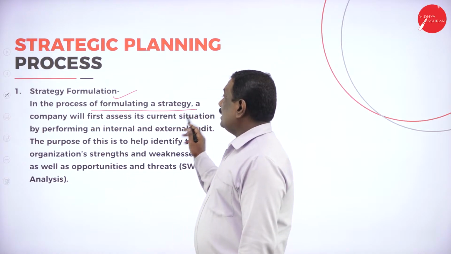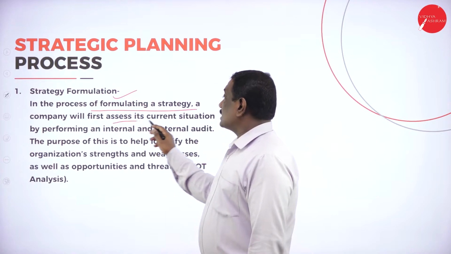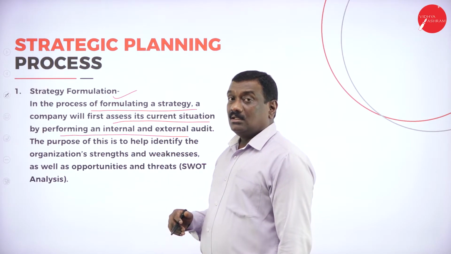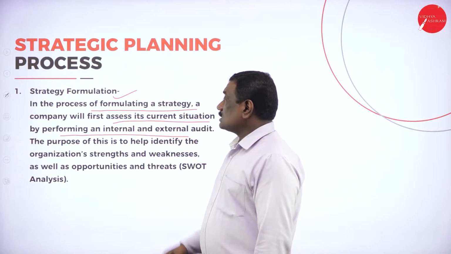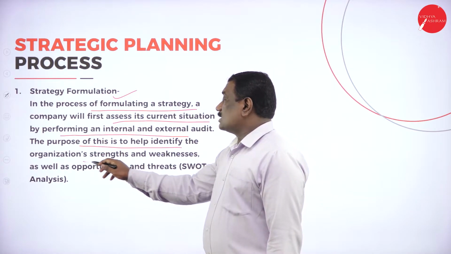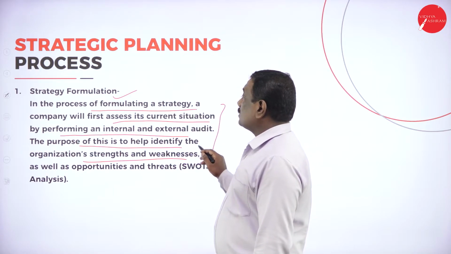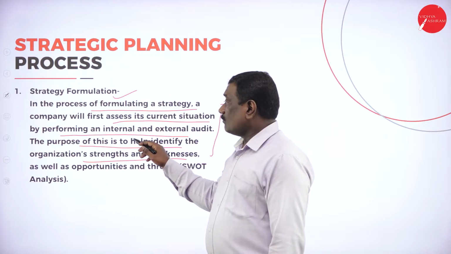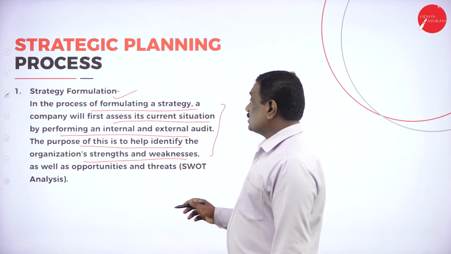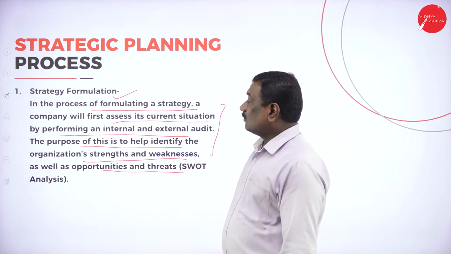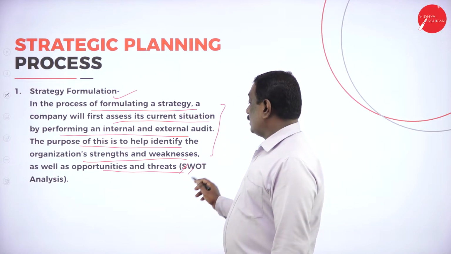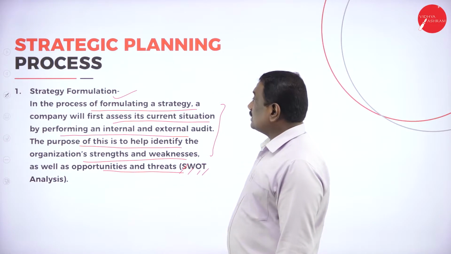In this process of formulating a strategy, the company will first assess its current situation. How? By performing an internal and external audit. By doing the internal and external audit, they will come to know what the current position or situation of the company is. The purpose of this is to identify the organization's strengths and weaknesses, as well as the opportunities and the threats of the company. So we call it SWOT analysis. S stands for strength, W stands for weakness, O stands for opportunities and T stands for threats.